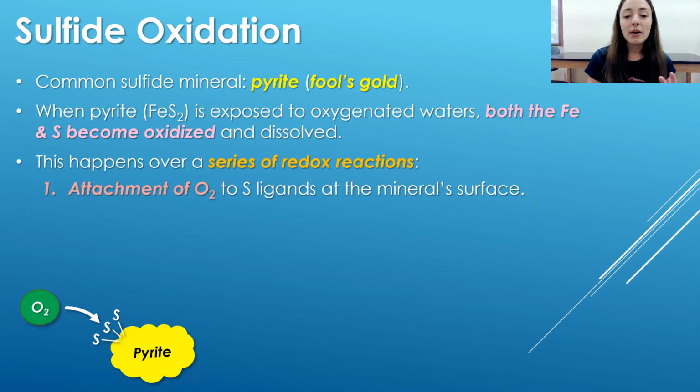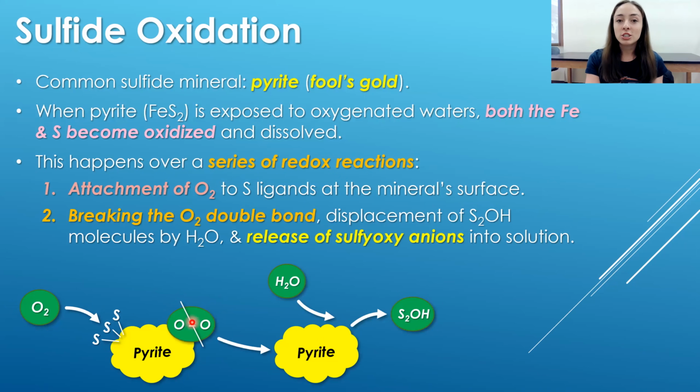So let's talk a little bit about how pyrite oxidation occurs, what mechanisms are involved, and walk through this step by step. Pyrite goes through a series of redox reactions when it's becoming oxidized and ultimately dissolved. First, oxygen attacks the reduced sulfur ligands at the pyrite surface that it can oxidize. The second step is the breaking of the oxygen-oxygen double bond and the displacement and removal of the sulfur hydroxide that forms due to this oxygen and water attack. And then these sulfoxy anions are released into the solution.